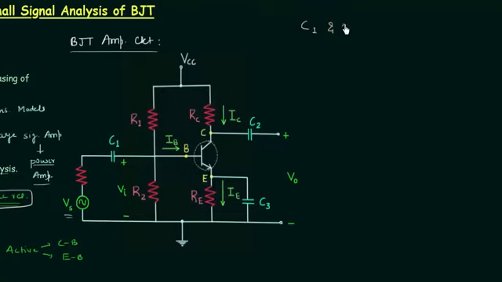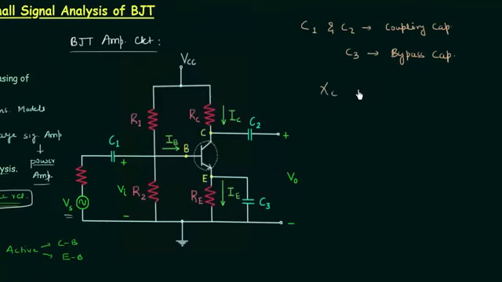C1 and C2 are called coupling capacitors, and capacitor C3 is called the bypass capacitor. All three capacitors C1, C2 and C3 have very high values of capacitance, and because of this they behave as short circuit for AC signals.